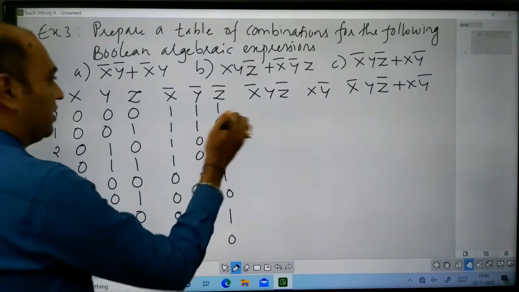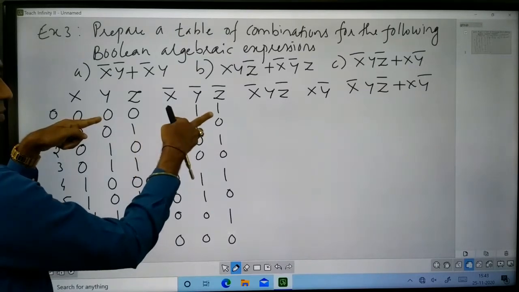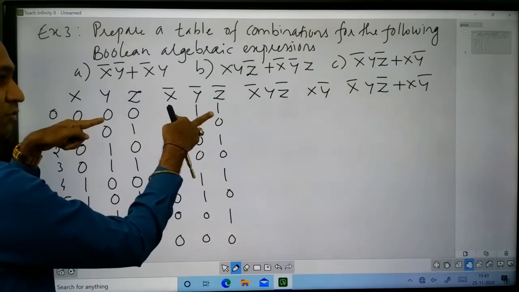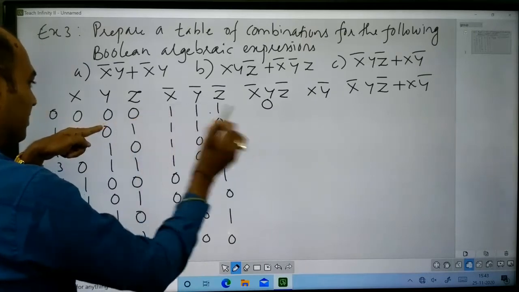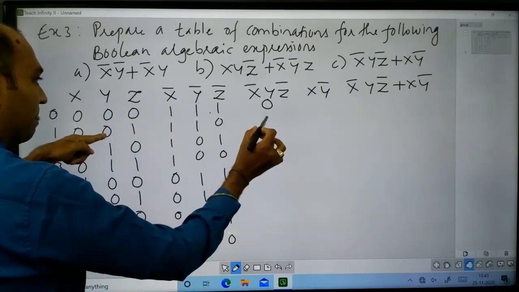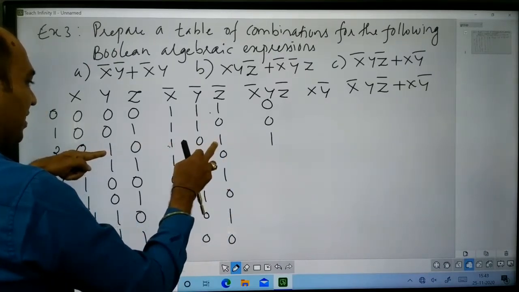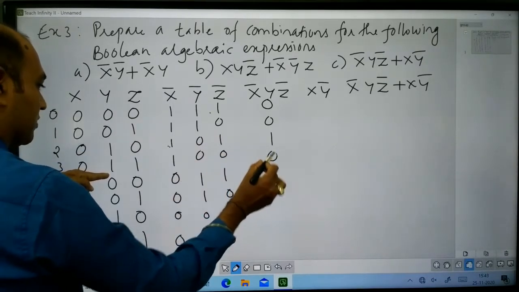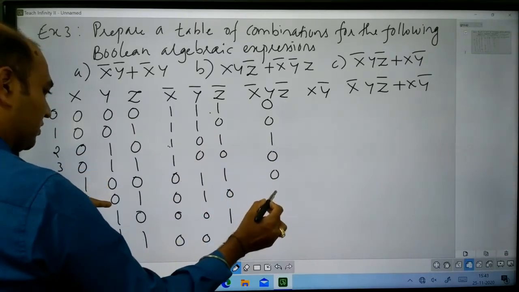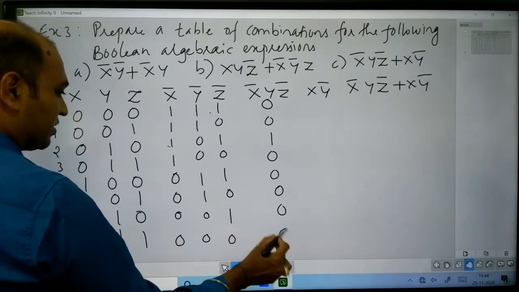Yes. Next, here you can see x bar, y, and z bar. You need to consider these three columns, and you need to perform ANDing. If all the three variables are set to true, then only it is true. Otherwise, it is false. Next, here you can see it is false. It is true, because you can see here x bar, z bar, and y, all these three are true. Next, it is false. This is false. This is also false. And here it is also false. Here also it is false.